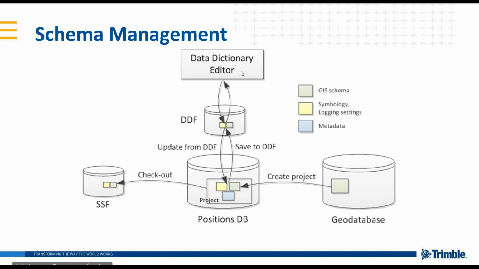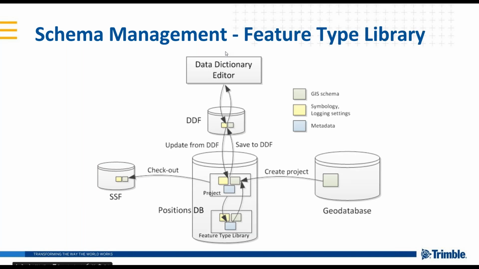So, what you don't want to do is use data dictionary to go edit schema, right? Because that's what's going to break things. If you add new things, you may not be able to check that data back in because now Positions doesn't know how to work with it because it's got new stuff in it. Similarly, with the presence of the feature type library now, the feature type library also stores a snapshot of that schema and that symbology when you created it, and then when it uses that feature type library, it'll populate the new project with that data.